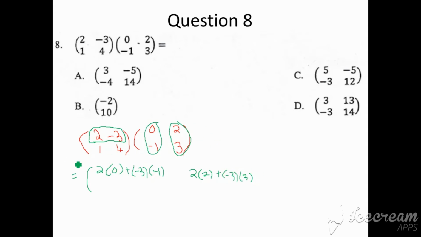Okay, so no more columns, we move to the second row. Horizontal multiply with vertical. So 1 times 0 plus 4 times negative 1. 1 times 2 plus 4 times 3.